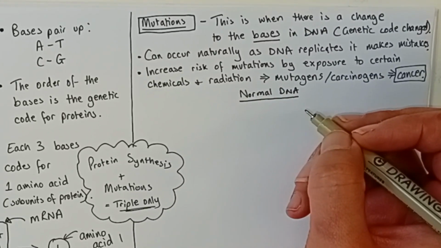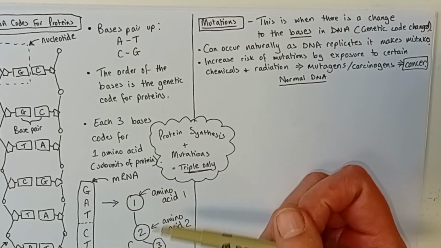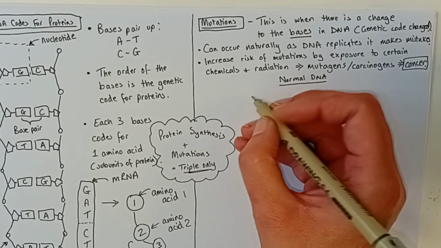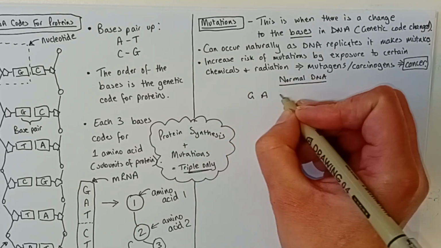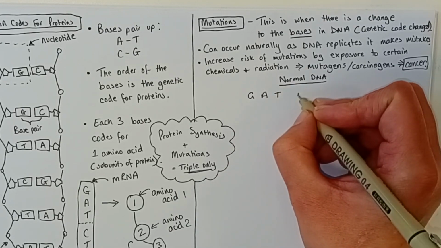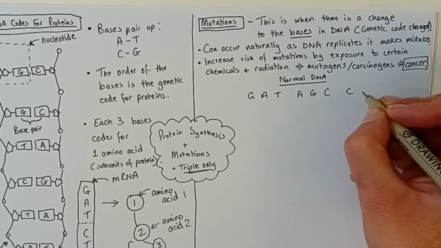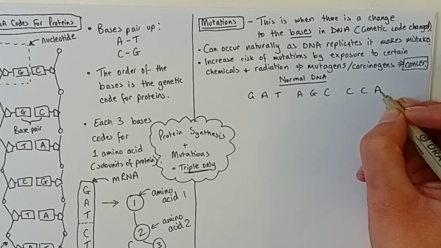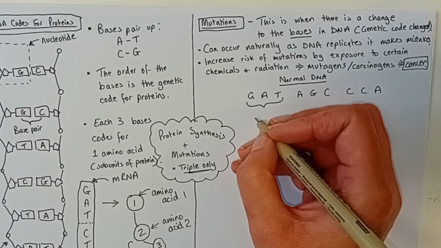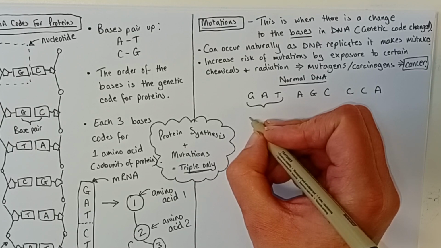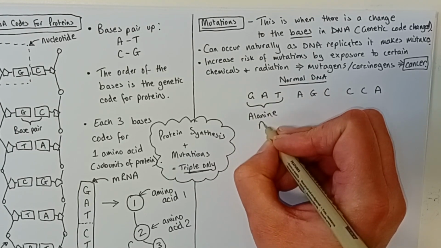So when DNA is normal, the code should be read in sets of 3 and code for specific amino acids. So let's pretend our first code is GAT, AGC, and then CCA. This set of 3 should code for the amino acid alanine. We'll shorten it to A.